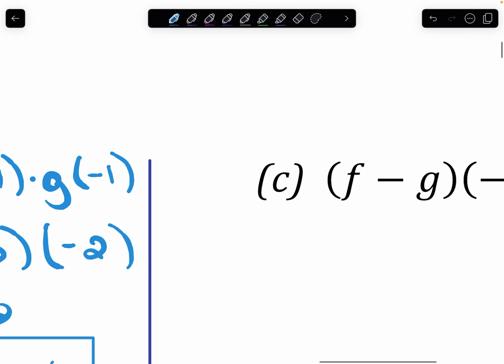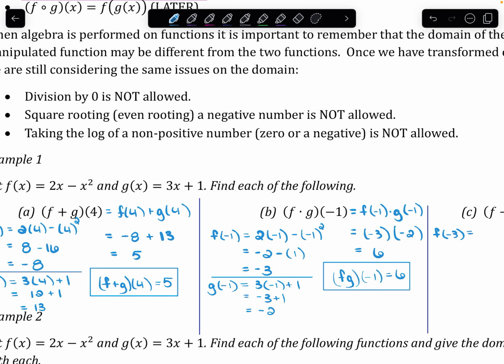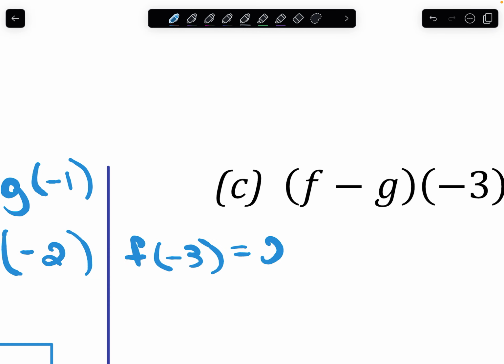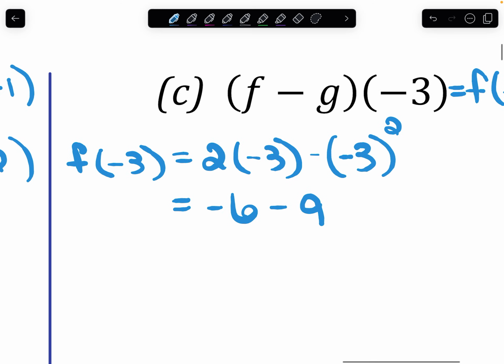f of negative 3 is, I forgot f, can't remember it, 2x minus x squared. So 2 times negative 3 minus negative 3 quantity squared. 2 times negative 3 is negative 6. Minus negative 3 quantity squared, 9, we have negative 15.